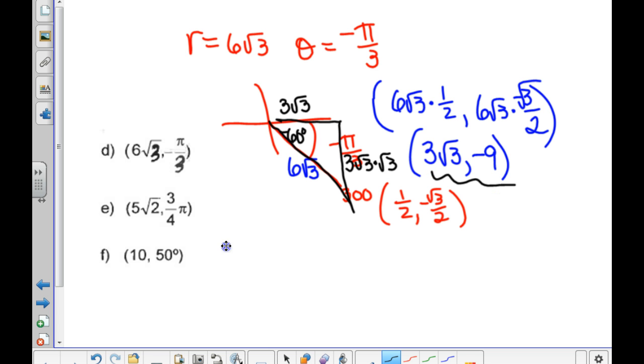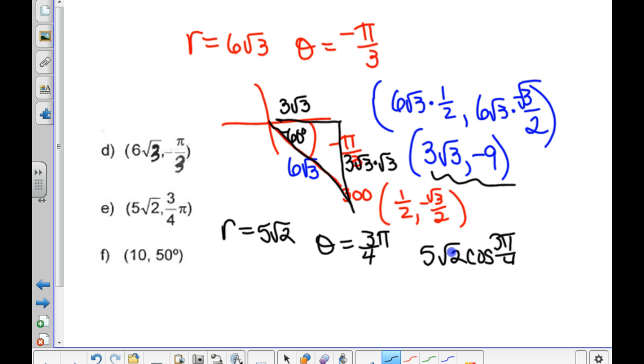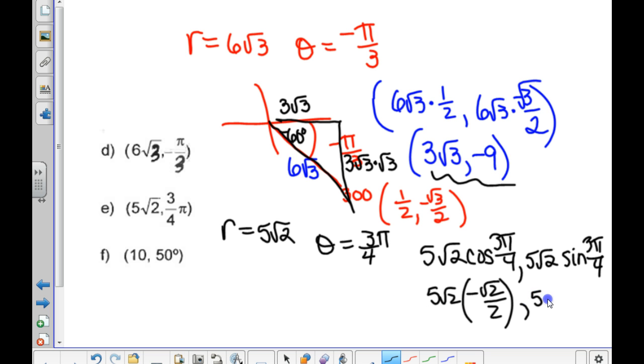All right, we're going to try it again. We're going to use our unit circle. Everybody have their unit circle? r is 5 square roots of 2, and theta is 3 pi over 4. We are supposed to do r cosine of 3 pi over 4, and then r sine of 3 pi over 4. What is the cosine at 3 pi over 4? That's multiplying, okay? And the sine at 3 pi over 4?